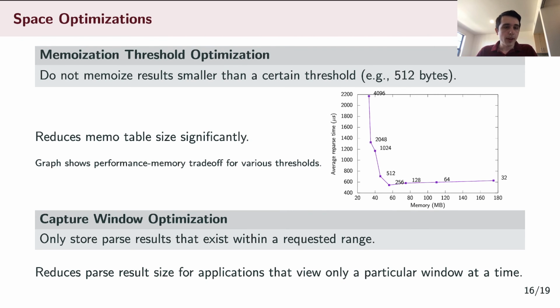Okay, so we also have some space optimizations that we do. We can do a threshold thanks to the tree memoization because now we have big parent entries being inserted automatically, so we can cut out small entries and reduce our memoization table size significantly. Also, if we have an application such as an editor that is only viewing a certain window of the text at a time, thanks to the separation of the memoization table and the parse results in packrat parsing, we can exclude all parse results that are not in the window, and that saves us a lot of space on the parse result size.